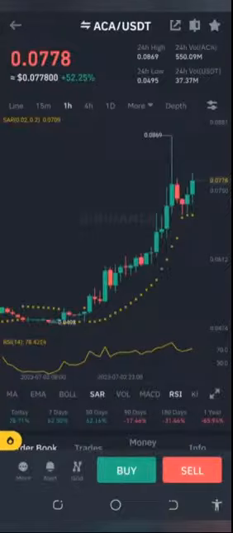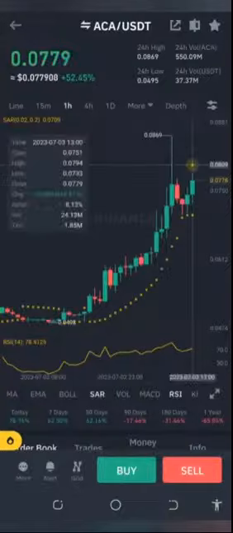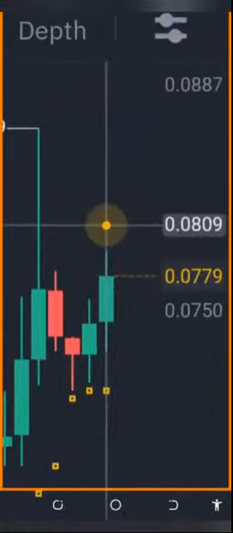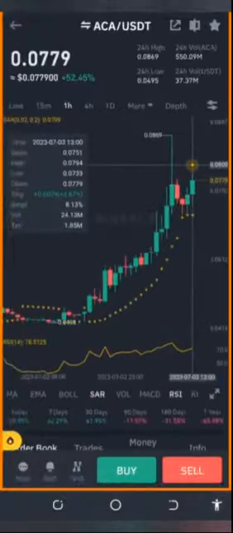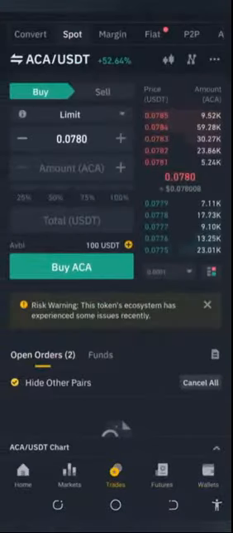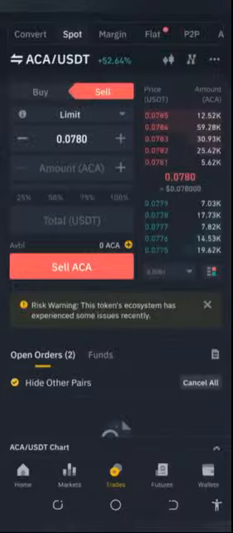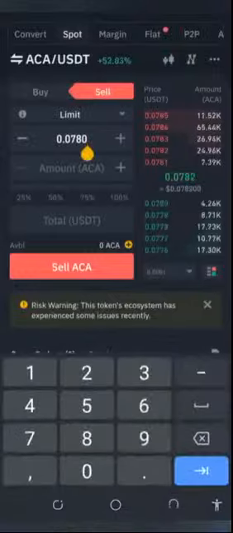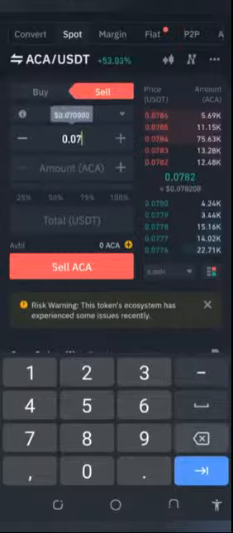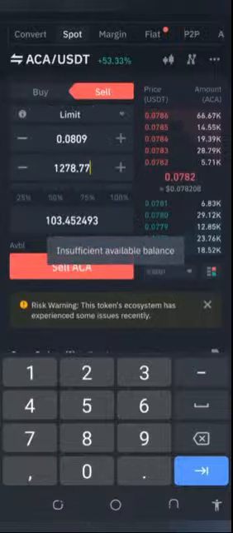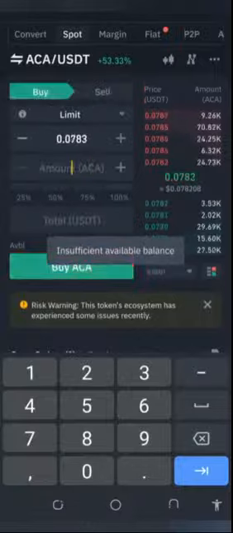Okay, let's not be that outrageous, but maybe somewhere on top of here, right? So let's see what that gives us. Okay, 0809. All right, let's get into it. So we put in the sell, and then we put in 0809. All right, so let's put that there.